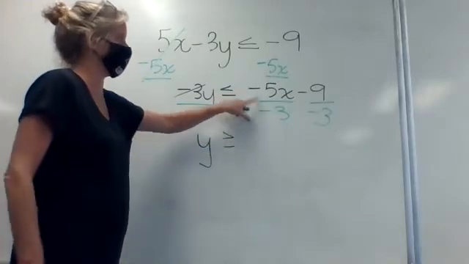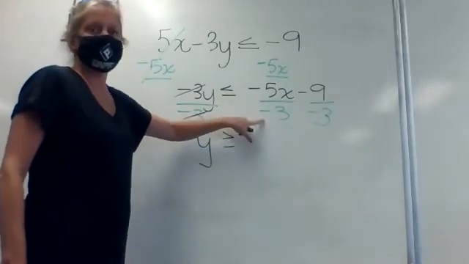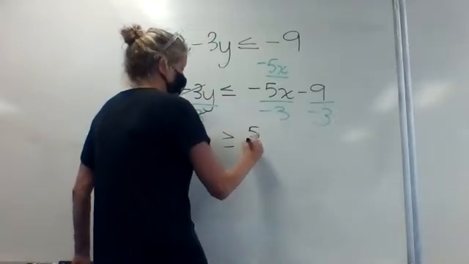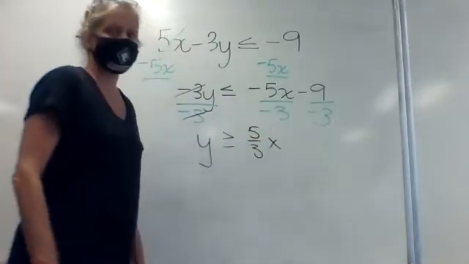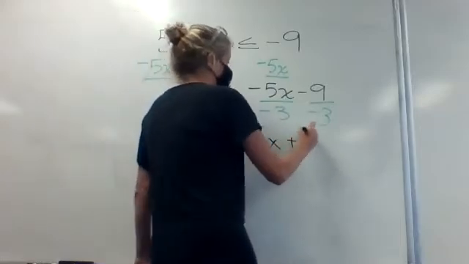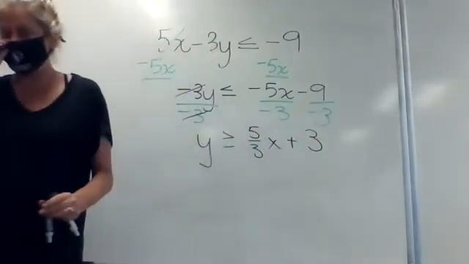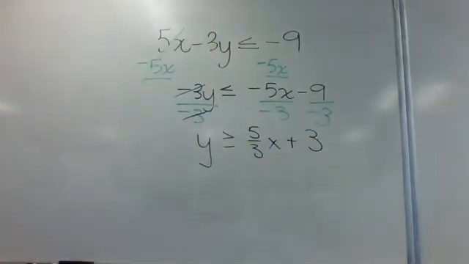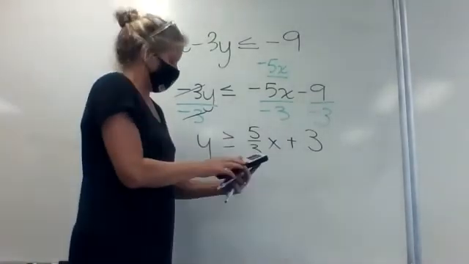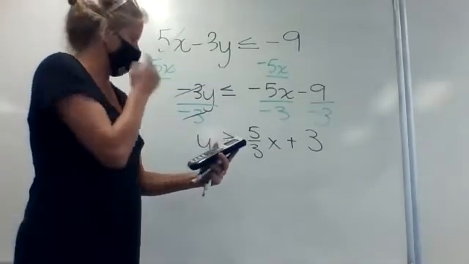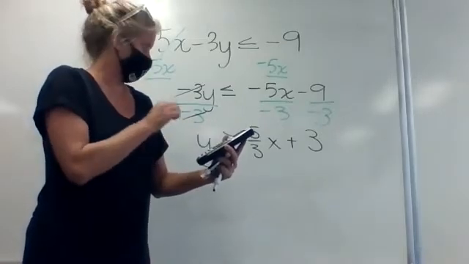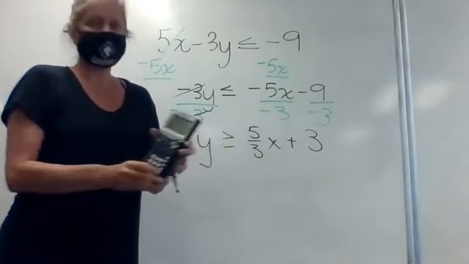This fraction just doesn't reduce, right? They are both negative, so it does turn positive. So that's going to be positive 5/3 x. And then -9 divided by -3 gives me positive 3. That's what you put in your y equals. So go to y equals and clear out your last one. So you have 5 divided by 3x plus 3.